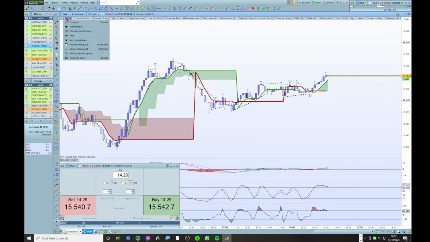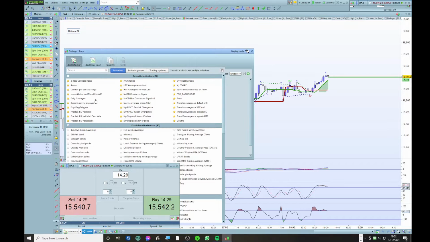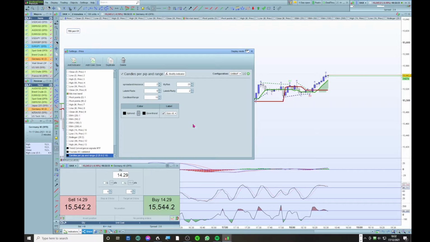So I go to price. I could just click on add indicator, but I'll go to configure and I'll add indicator. And then I want candles per pip and range. Okay. Now the default that it comes up with is 10 candles in the range. It depends what you're looking at in terms of the trade at the time. But you can change that to any amount of candles at all.